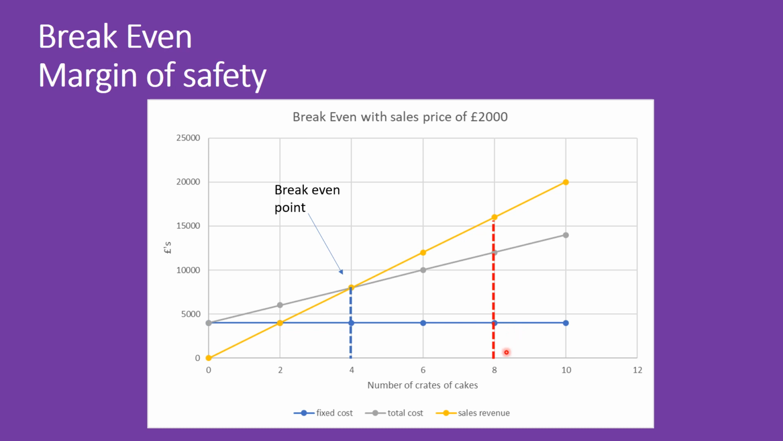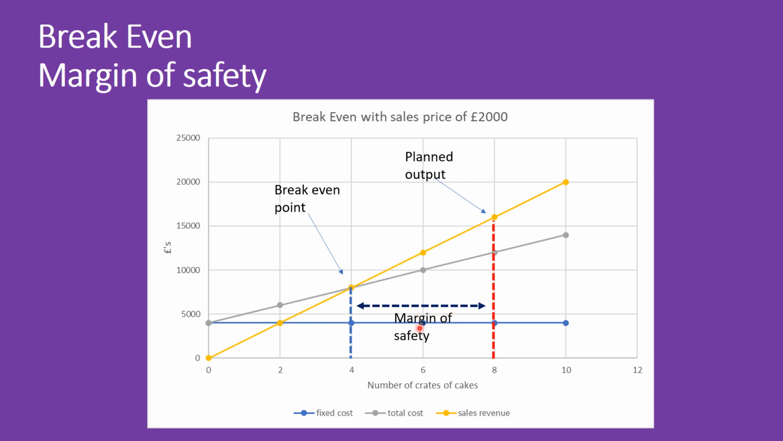I am planning to make 8 crates of cakes. So this is how much I plan to make. And you can see I'm planning to make a profit because my sales revenue is above my total cost. Hooray! Now, the margin of safety is the difference between the two things.